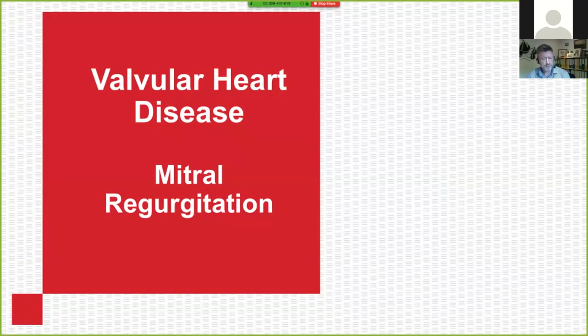Focusing on particular valvular disease, I'm going to go through mitral disease first of all, looking at mitral regurgitation and then mitral stenosis. And after that, I'll look at aortic regurgitation and then finally aortic stenosis.